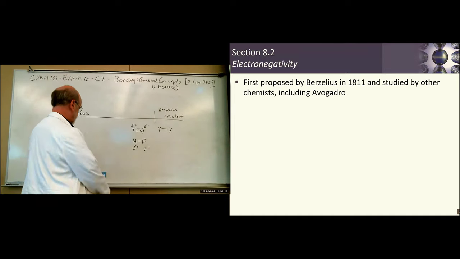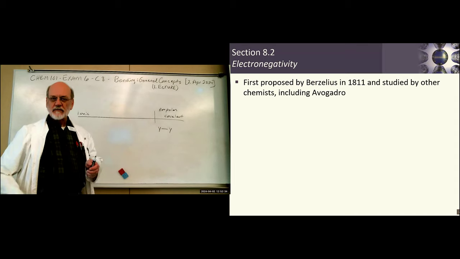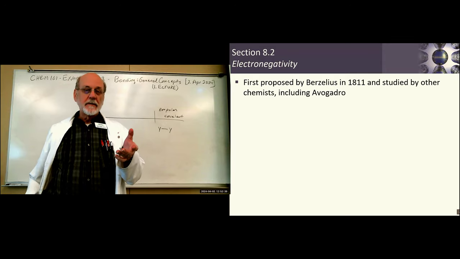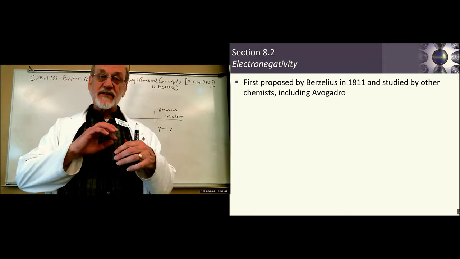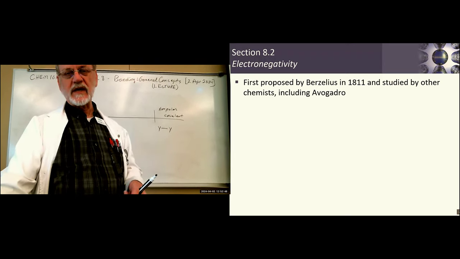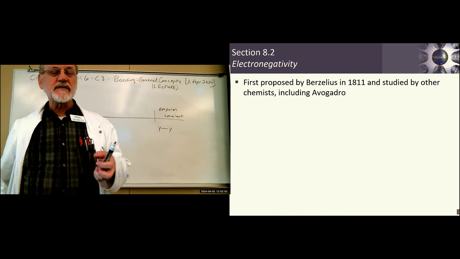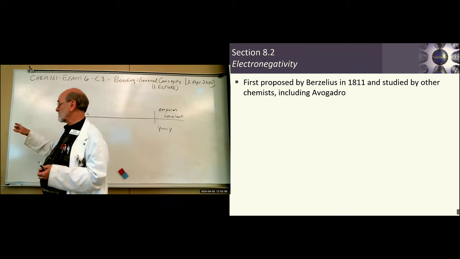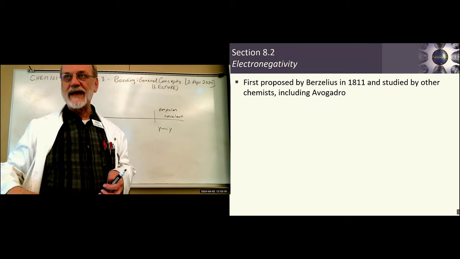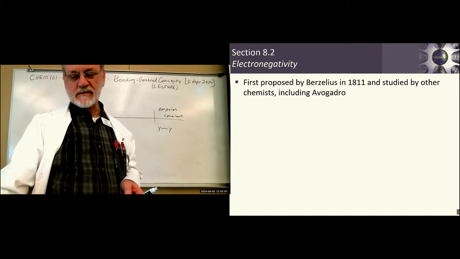Now, electronegativity. My apologies. What we mean by electronegativity, first of all, the concept was developed in the beginning of the 19th century, and it was studied by several different chemists, scientists in those days. It was first proposed by Berzelius, the same one that proposed the symbol scheme for our elements. Right? He's the one that won out. And it's a good thing he did, because there were some other weird ones out there. Dalton had some that were just off the wall.